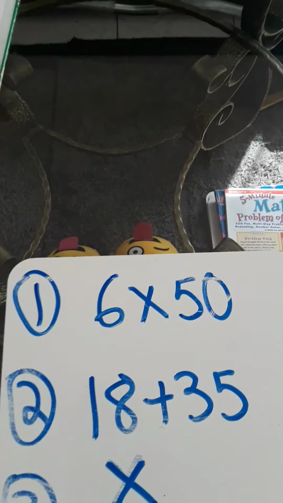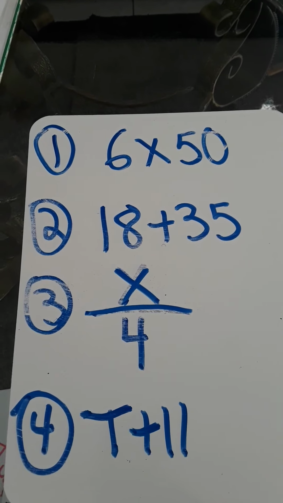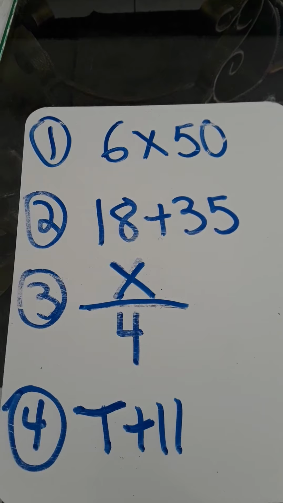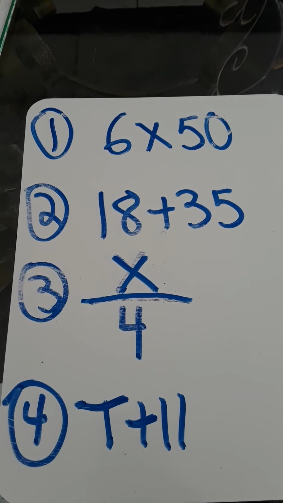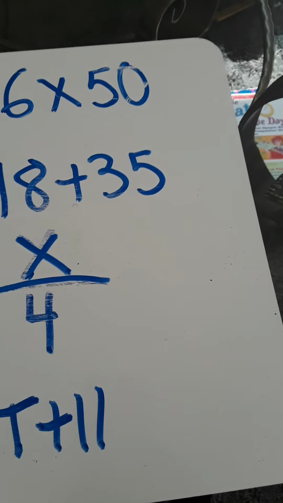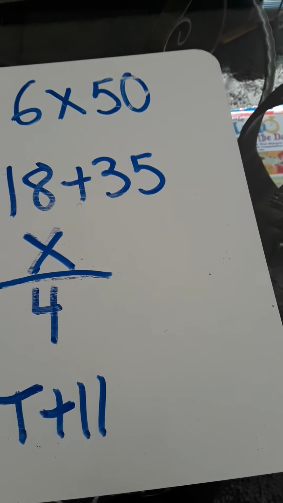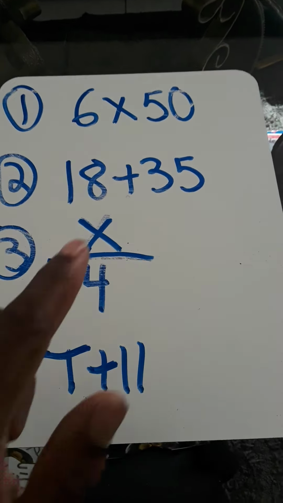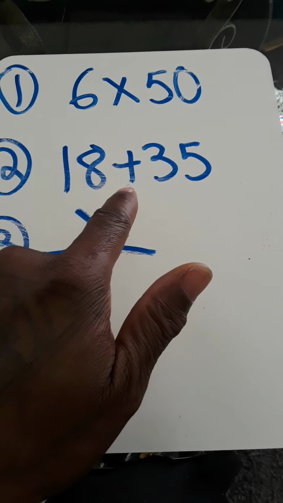So let's wrap it up like this. First one I showed you said 6 times 50. That's what we have to write down. 6 times 50 is the answer. The second one I showed you, if you go back and rewind the video, said the sum of 18 and 35. Sum is an addition problem.